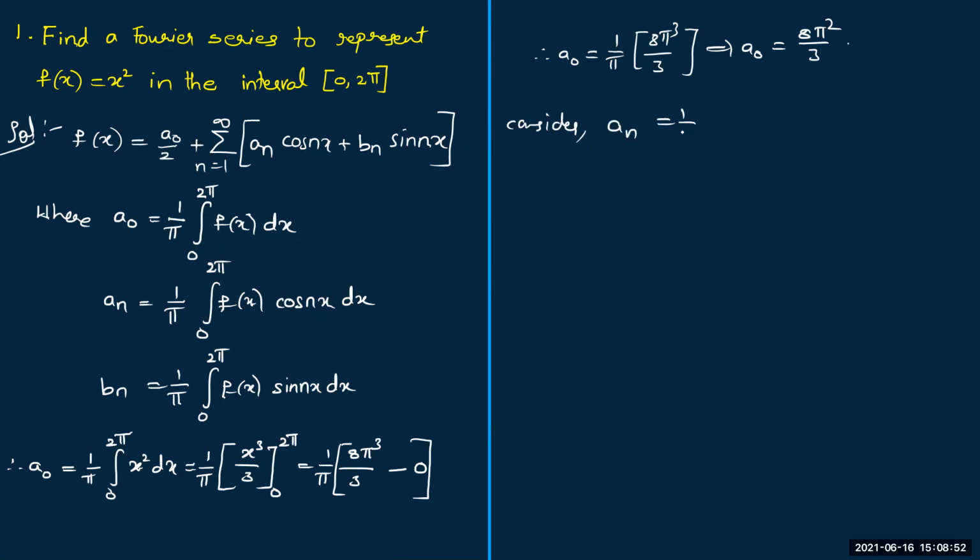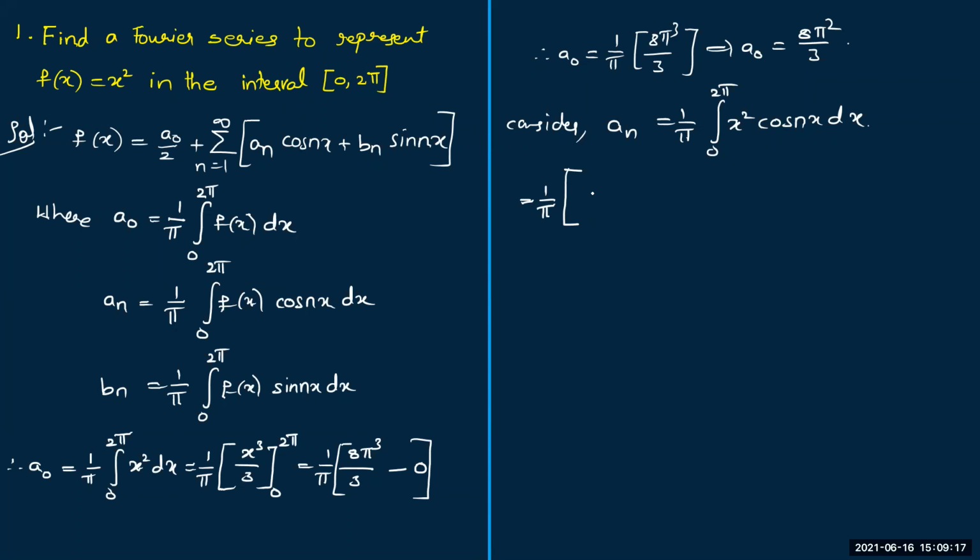an is equal to, as we know now, the formula is 1 by pi into integration from 0 to 2 pi. What is f of x? It is x square into cos nx dx. All of you please concentrate on how I am evaluating the integration of this product. So it is equal to, I'm just writing this 1 by pi as it is. One can easily understand it's a product of two different functions, x square and cos nx.